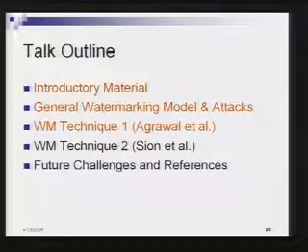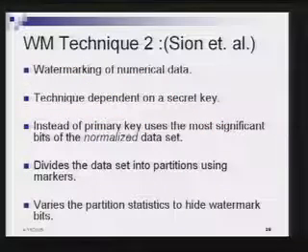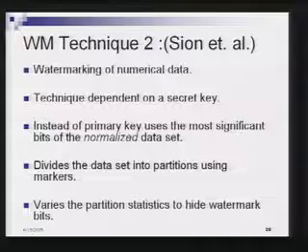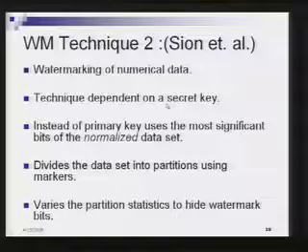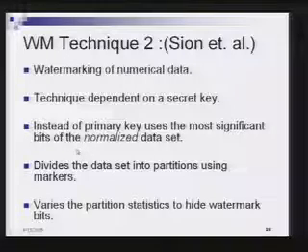So the next technique is by Radu Sion, Professor Mike Atallah, and Professor Sunil. Okay, so now technique number 2, these are the highlights. What's being used in this technique? For example, 1, we are going to deal with numerical data. 2, the technique is dependent on a secret key, so we are abiding by the watermarking model. Instead of the tuple primary key, or the relation primary key, it uses the most significant bits of the normalized data set. We will see what normalized means in one of the slides. So it has a solution. It doesn't use the primary key.